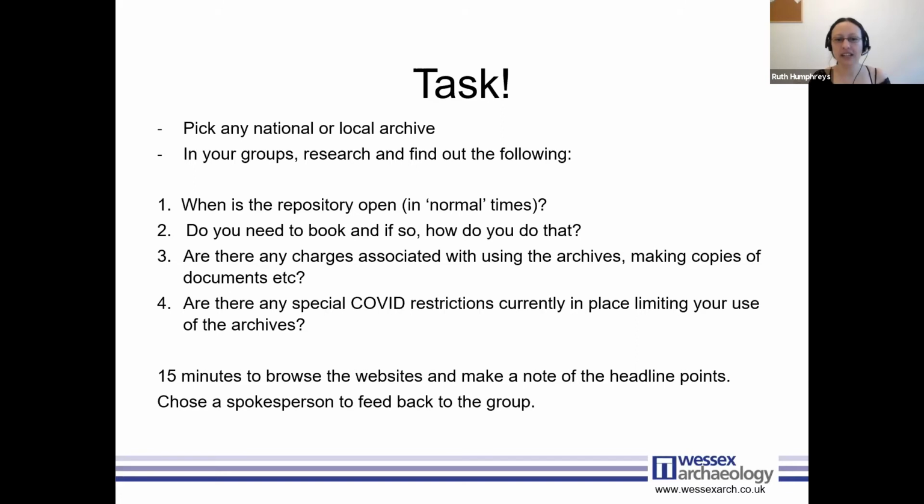Do you need to book in? And if so, how do you do that? Are there any charges associated with using the archives, making copies? Do they have anything about that on the website? And are there any special COVID restrictions currently in place limiting your use of these archives? So if we want to take about 15 minutes to do that, and then if you could all choose a spokesperson that's happy to feedback, that would be great, I think.